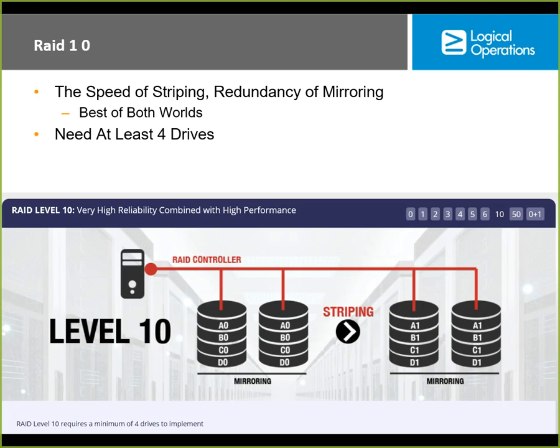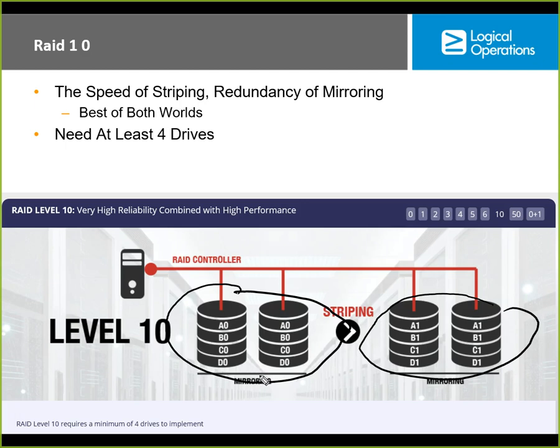The RAID 1, 0, RAID 10, and there is a RAID 0, 1. 1, 0 is a very high level of reliability, the speed of striping, and the redundancy of mirroring. What we do is we create a stripe and then mirror it. So what we have here is a stripe, obviously, and here we have a stripe, and we mirror these two so that we create redundancy.